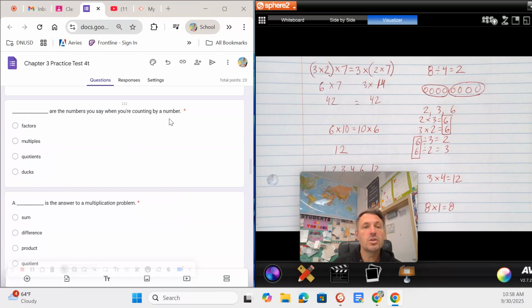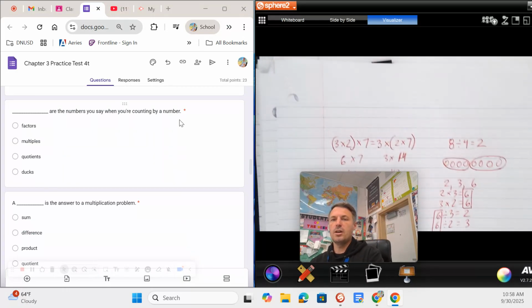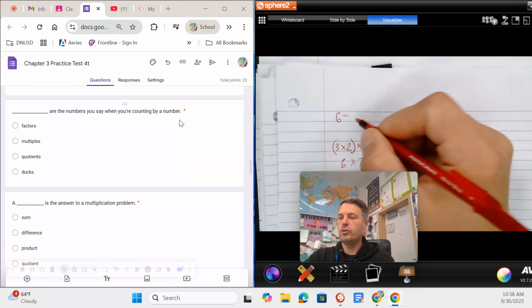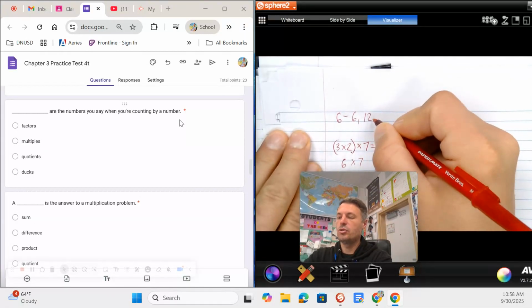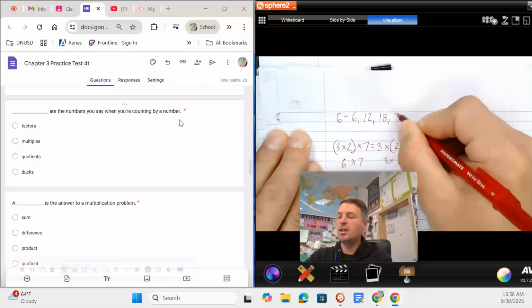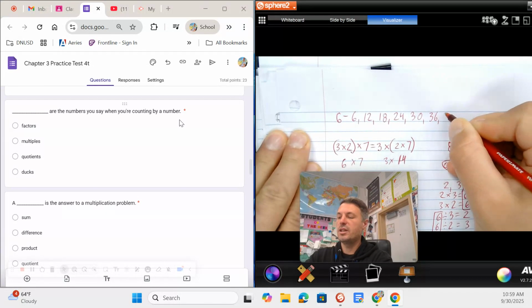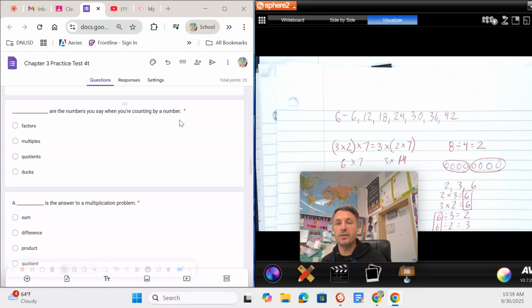Blank are numbers you say when you are counting by a number. So for instance, if you're counting by 6s, it would be 6, 12, 18, 24, 30, 36, 42, and so on. They go on forever. And what are those called? Those are called multiples. Multiples are numbers you say when you are counting by a number.